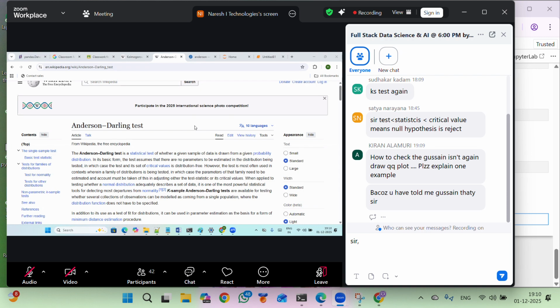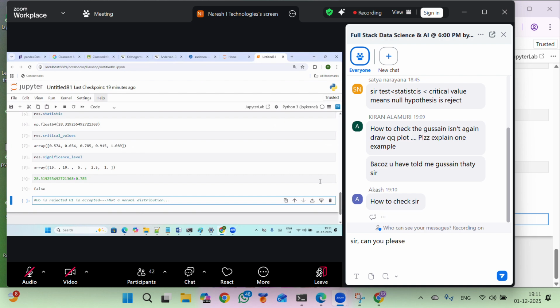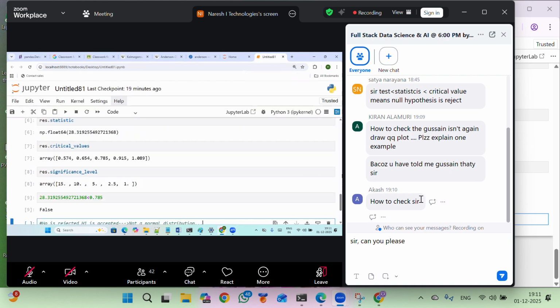What I told? Because you have told me Gaussian. This test is used to check whether a distribution is a Gaussian distribution or not, guys. So how to check if this is Gaussian or not? You are just comparing the test statistic value with the critical value of the 5% significance level. Based on that, it tells you whether it is Gaussian or not. Guys, you are not at all listening then.